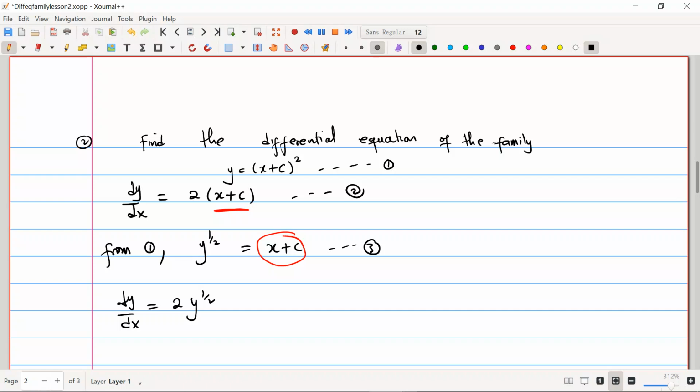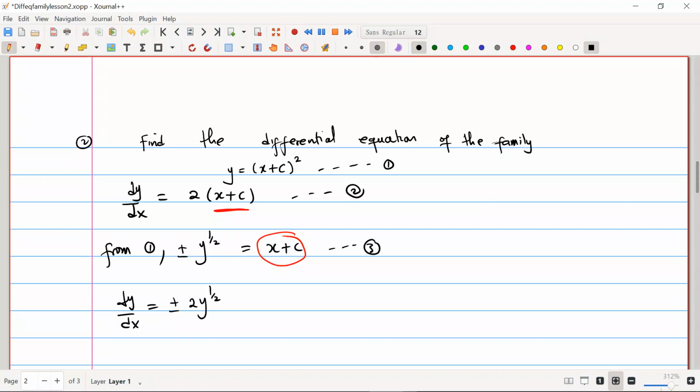Actually it's supposed to be plus or minus actually. Okay, and then the reason is that plus or minus 2y to the 1/2 power.